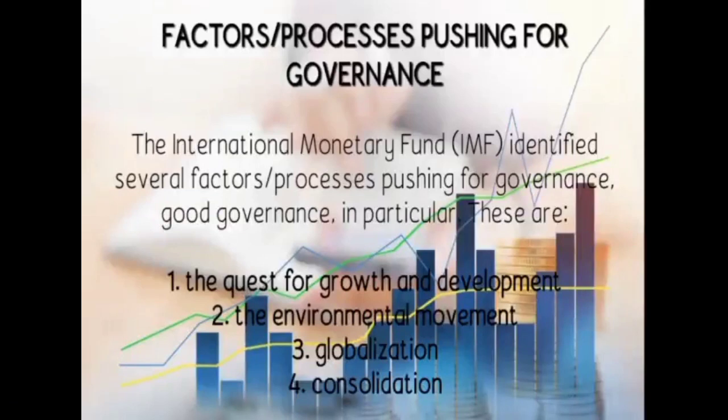Factors and processes pushing for governance. The International Monetary Fund, or IMF, identified several factors and processes pushing for governance, good governance in particular. These are: the first one is the quest for growth and development, the second one is the environmental movement, the third one is globalization, and the last one is consolidation.